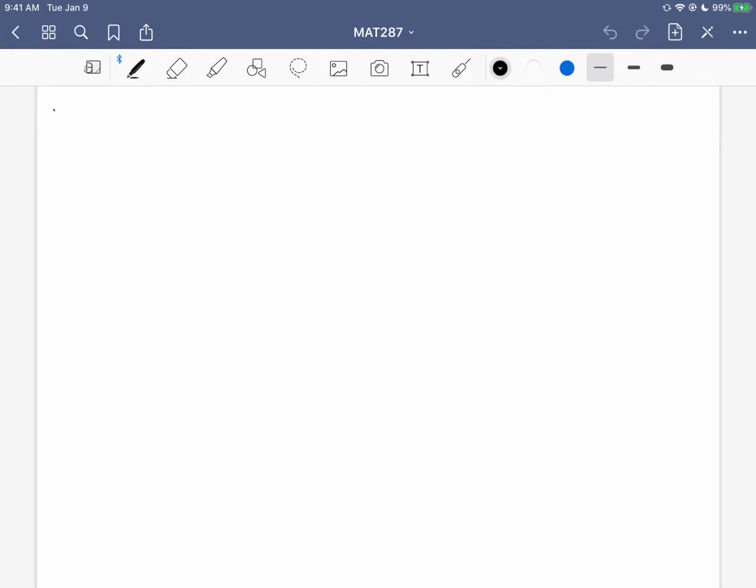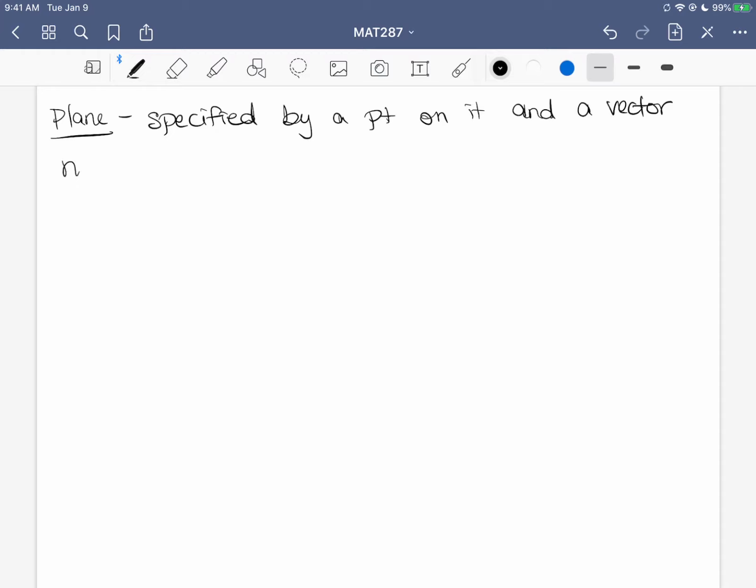The last half of this section is about planes, and a plane is specified by a point in the plane, so a point on it, and a vector normal to the plane. And when we write normal, I'm going to write the symbol for perpendicular, just to save some writing.